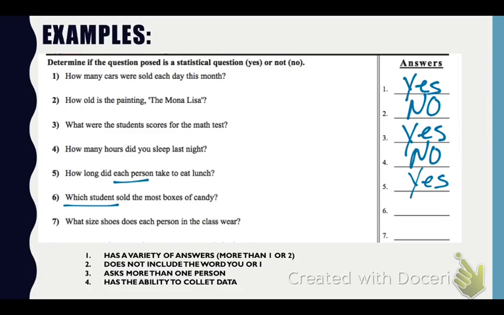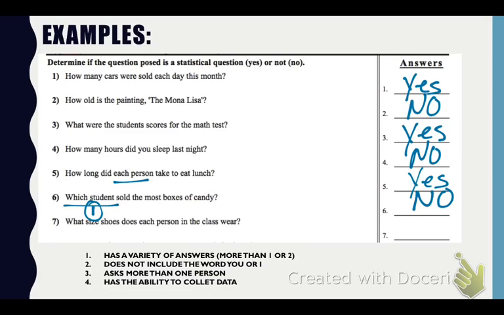Number 6, which student sold the most boxes of candy? Which student? That tells me that there's only one answer, because the winner is just one, whoever sold the most candy. Because we're just asking one person, we're only getting one thing of data. We can't find the mean, median, mode, and range. There's only one, so not a statistical question.